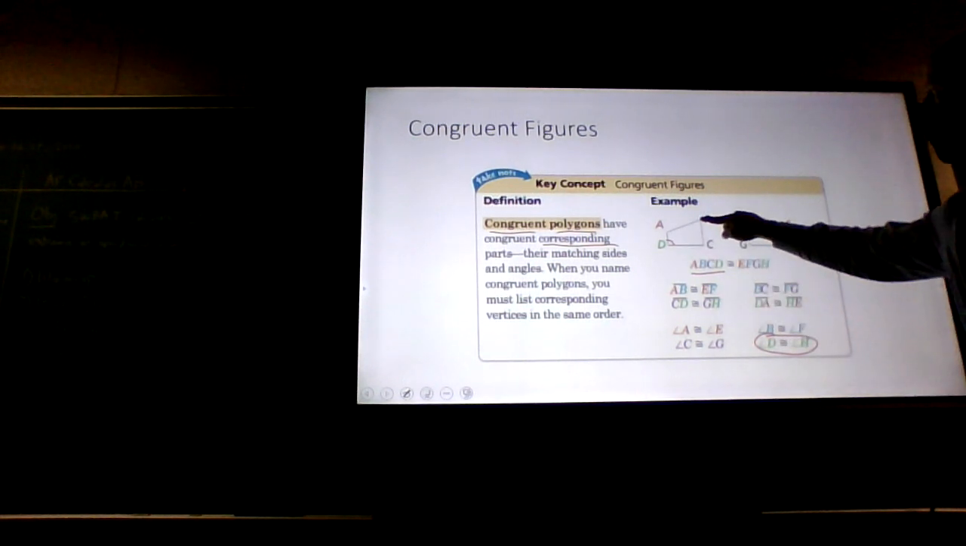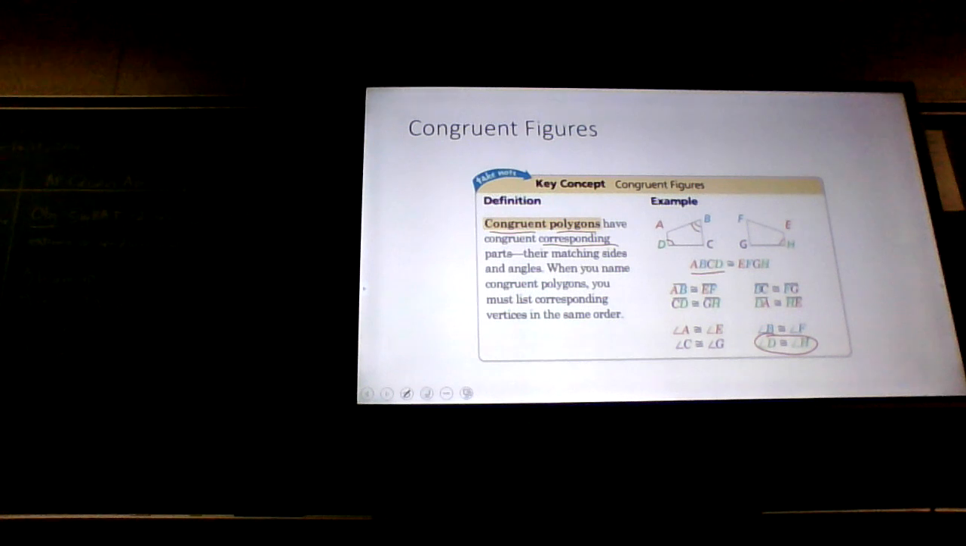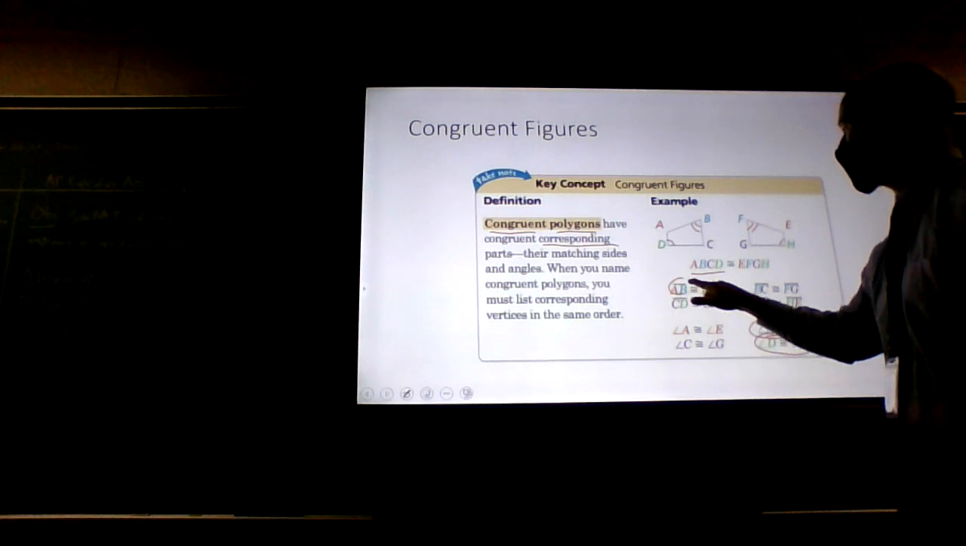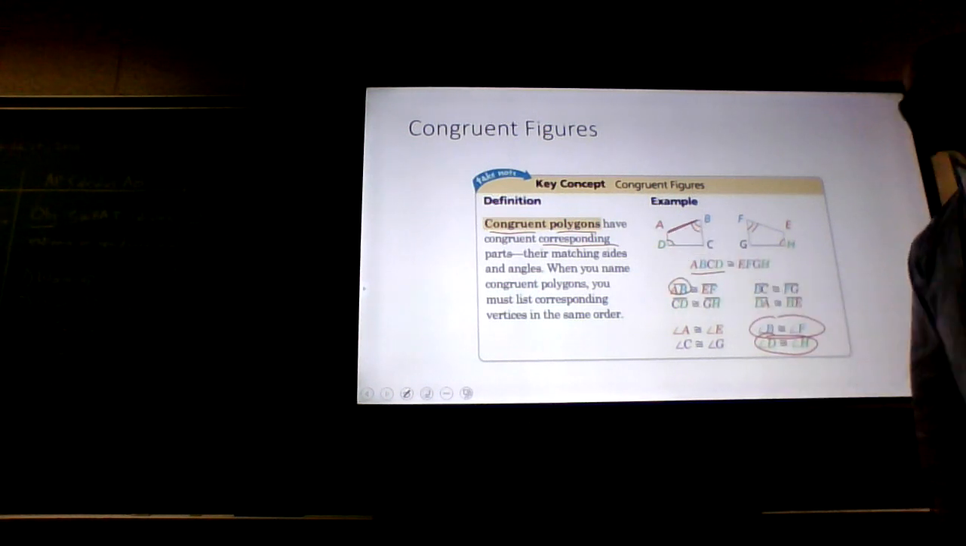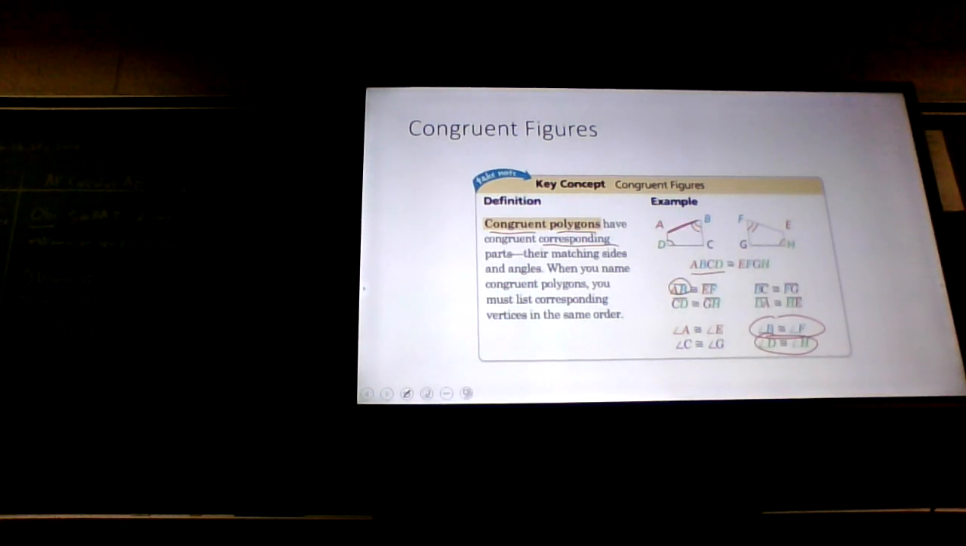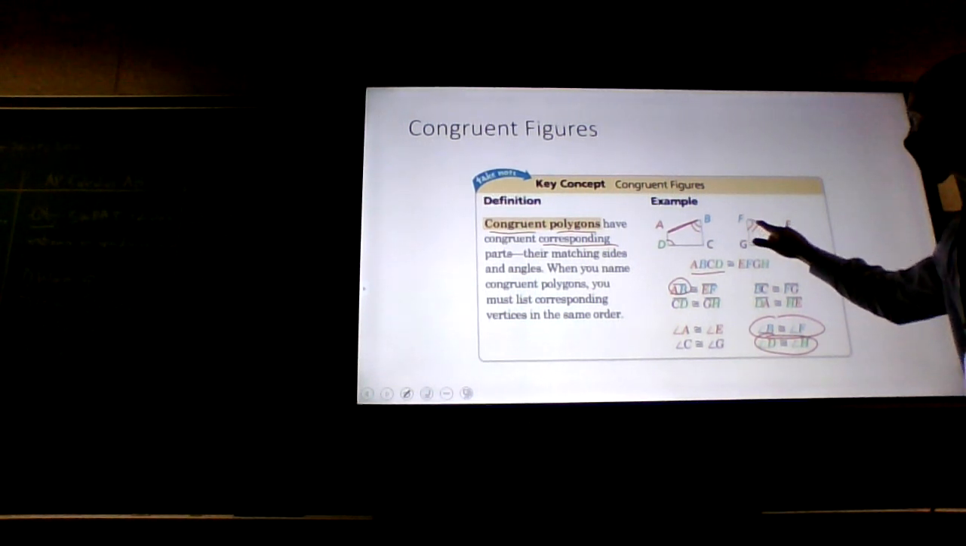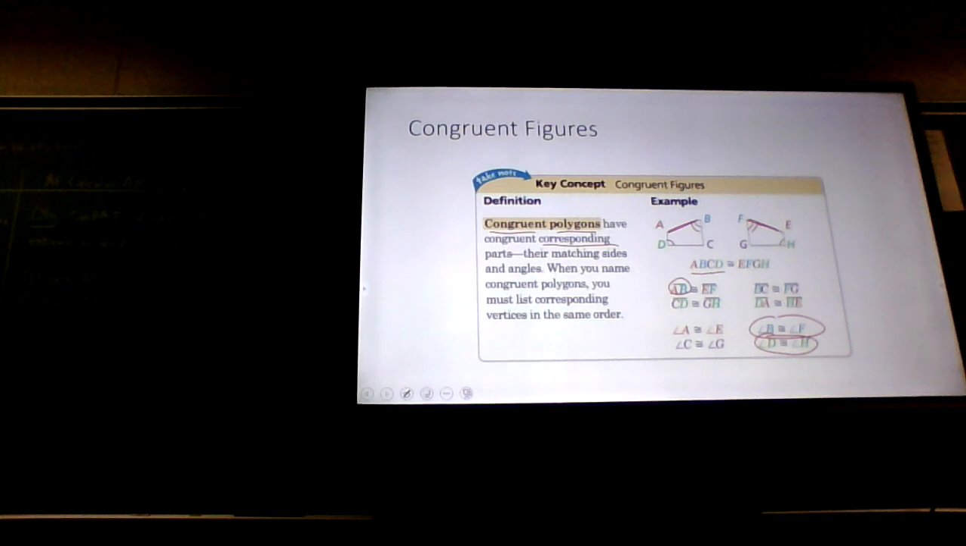By the way, what's the corresponding part for angle B? Angle F. So if you look down here at angle B, where's angle B? There's angle B. Guess what it has to be congruent to? Angle F. Now, one final thing I'm going to mention about this before I move on to the next slide. Look at segment AB. Segment AB, that's this guy right here. Which segment in this polygon is it going to have to be congruent to? Well, it has to be congruent to that exact same corresponding side.